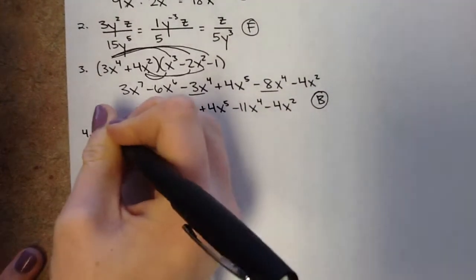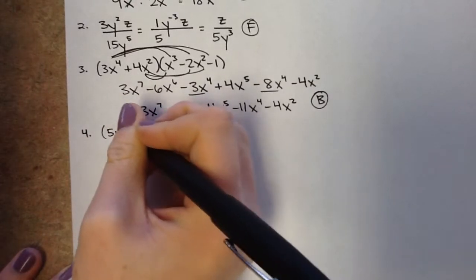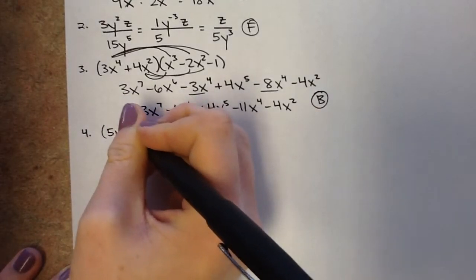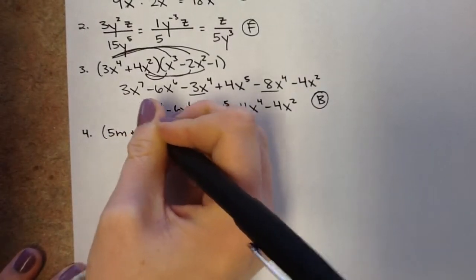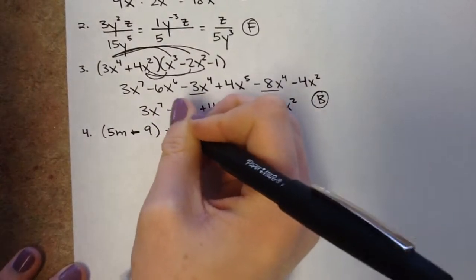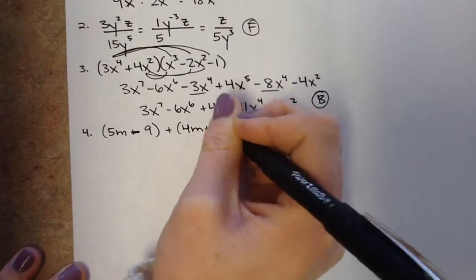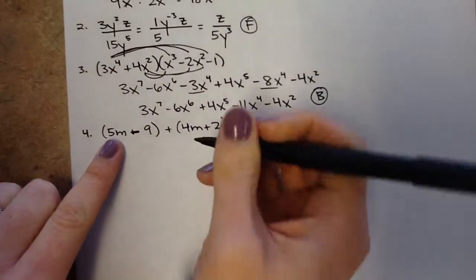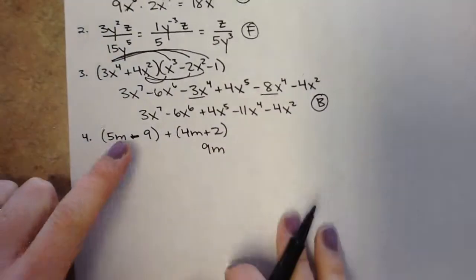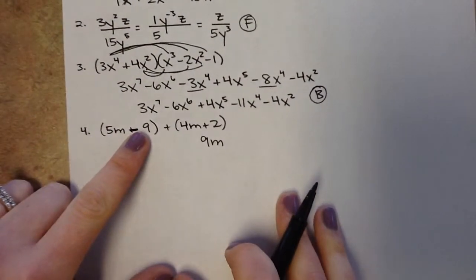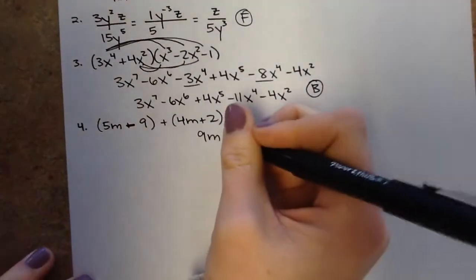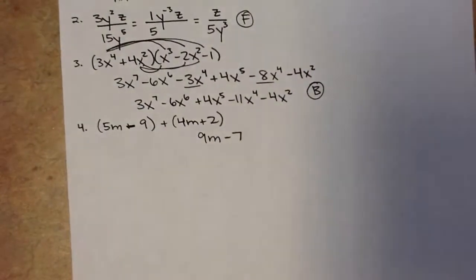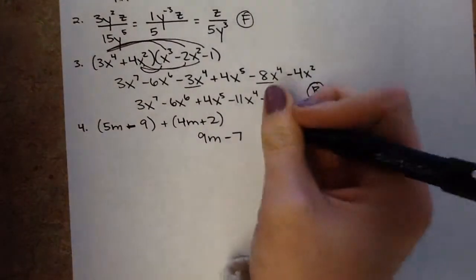Okay, simplify this. Oh, this one's going to be a breeze compared to that last one. Oops, this should be minus. Sorry about that. Okay, so simplifying that up, you're combining like terms, you're adding them all together. So 5m plus 4m gives us 9m, and then negative 9, sorry about that negative sign, negative 9 plus positive 2 leaves us with a negative 7. Okay, so not really much to that one, just combining like terms.